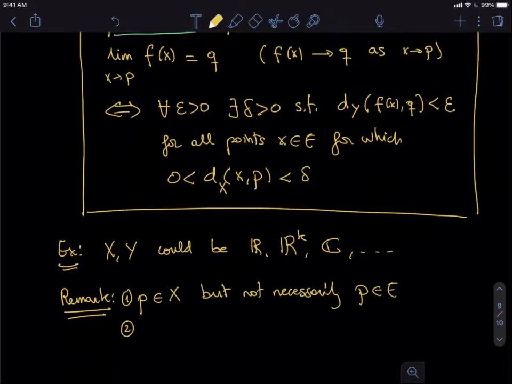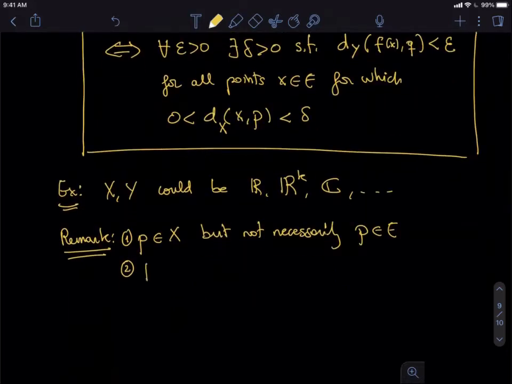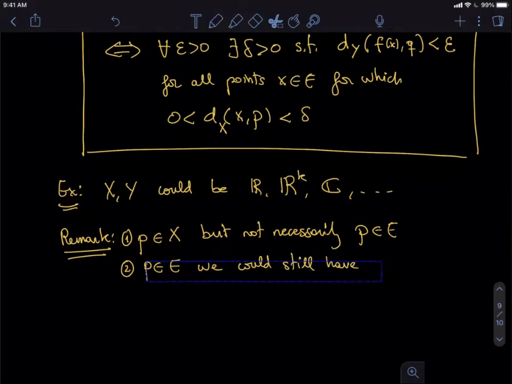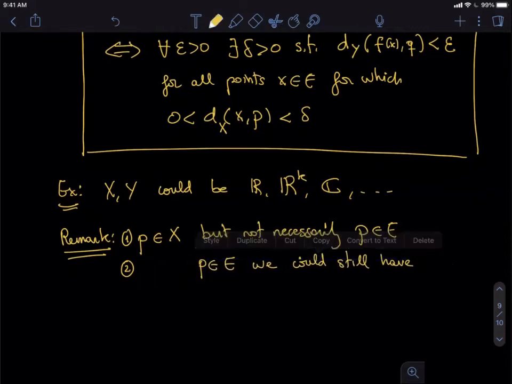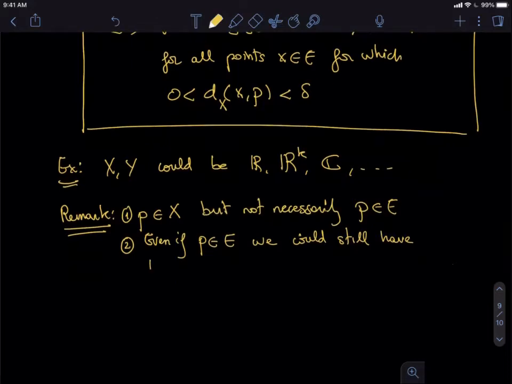Then remark 2 that I want to make: even if p belongs to E, that looks like it would be a much better case, we could still have that f of p is different from the limit as x tends to p of f of x.